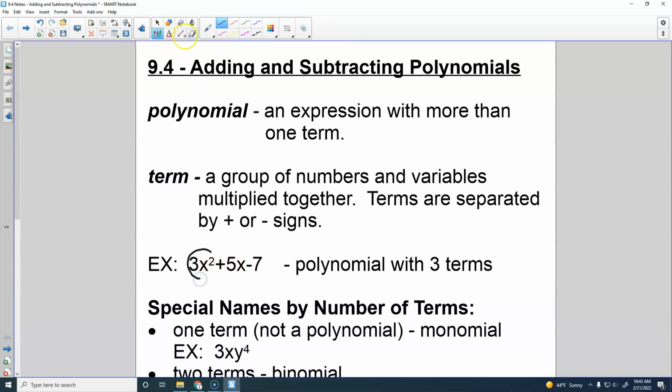So 3x squared, that would be one of your terms. 5x would be your other term, and the 7 would be your last term. So you would have 3 terms in this case. So they're separated out by your plus or minus signs. So a polynomial is going to have more than one term.